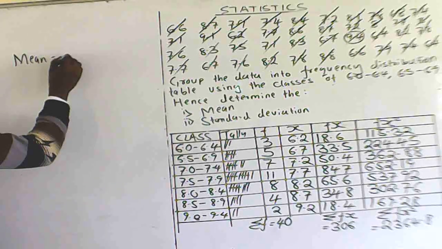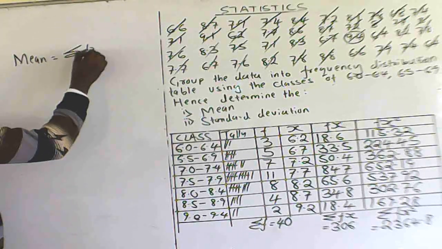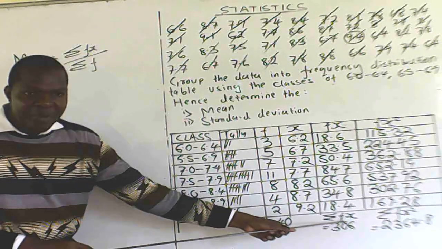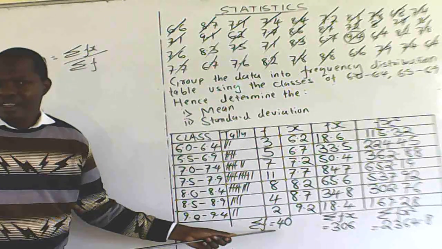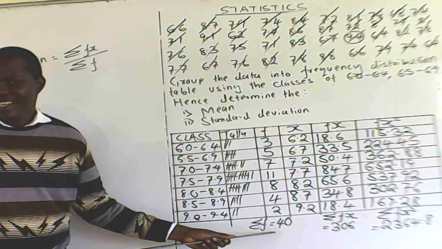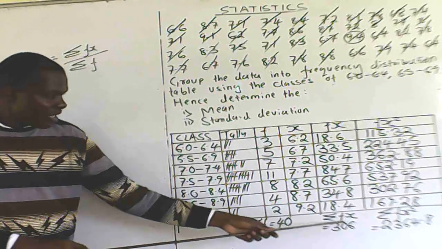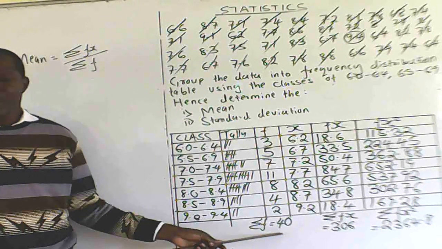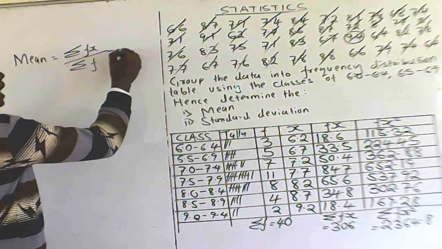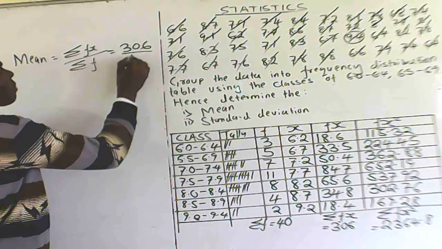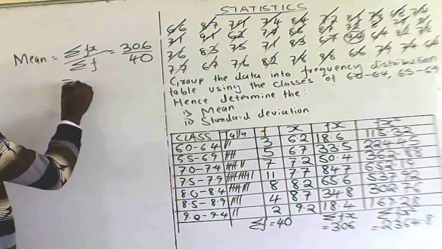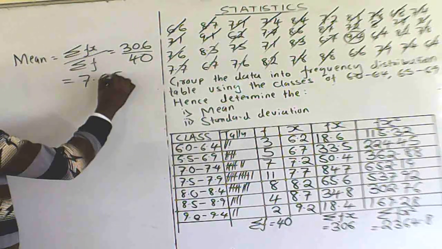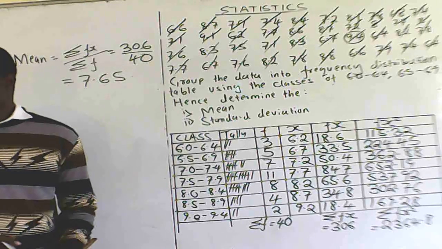The mean is given by summing up all fx and dividing by that total number. Meaning the mean is summation fx divided by summation f, isn't it? Are we together? Summation fx divided by summation f, this divided by this, you get the mean. That is 306 divided by 40. What is the mean? 7.65. You are done with the mean, isn't it?